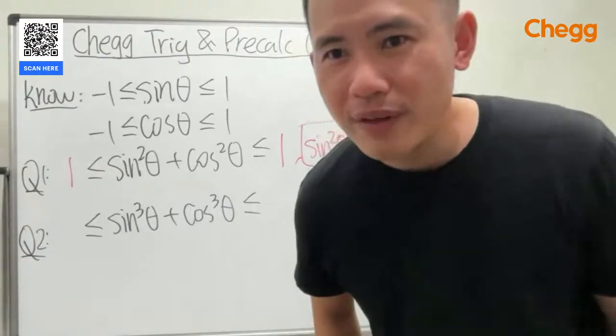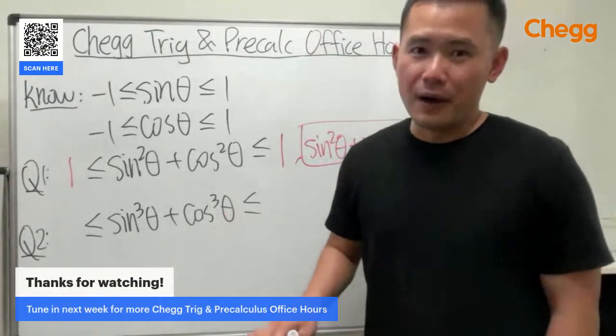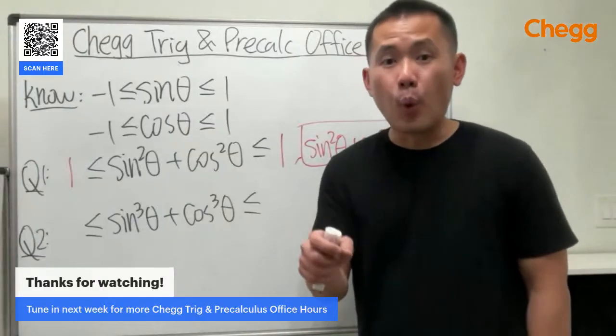Please go over verifying trig identities. Okay, yeah, because trig identities are hard, right? So yeah, definitely we can do that. Maybe we can also do the polar coordinates identity.